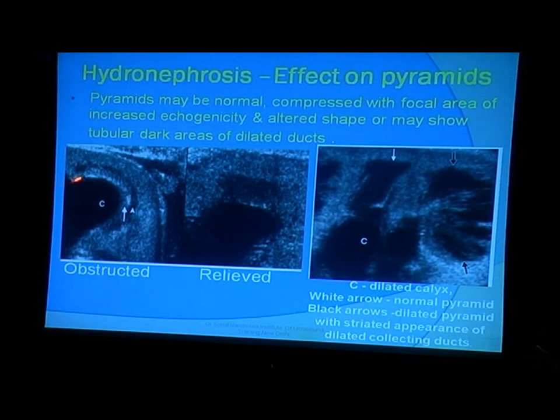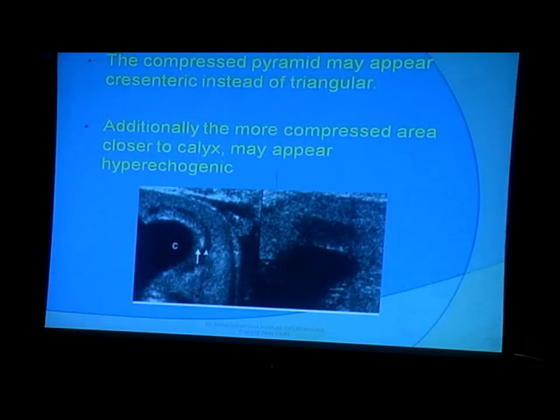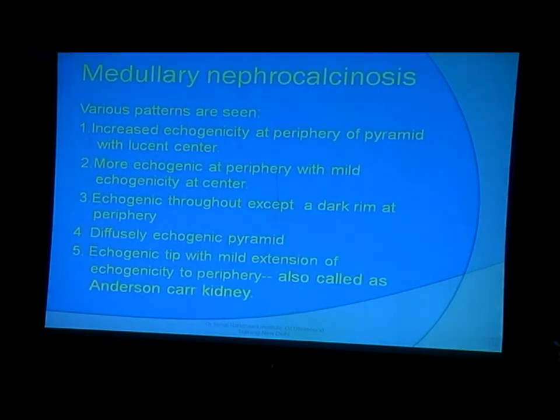It can make the pyramid have increased echogenicity, a rim of brightness. It can alter the shape of the pyramid, or it may dilate the pyramid and may lead to collecting duct prominence. You will see linear striations within the pyramid. This is, I think, already I have shown you, it becomes crescent shaped, and when it is removed, it can come to some normal appearance.